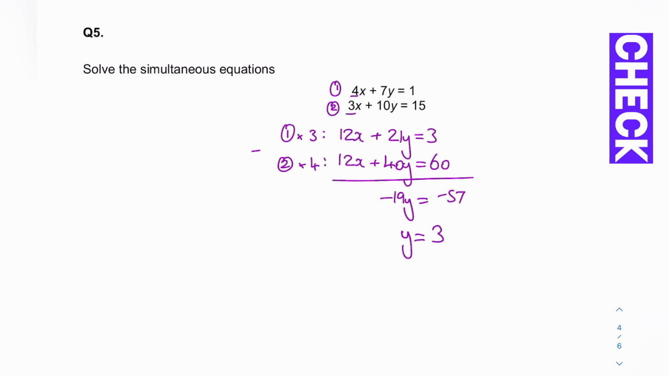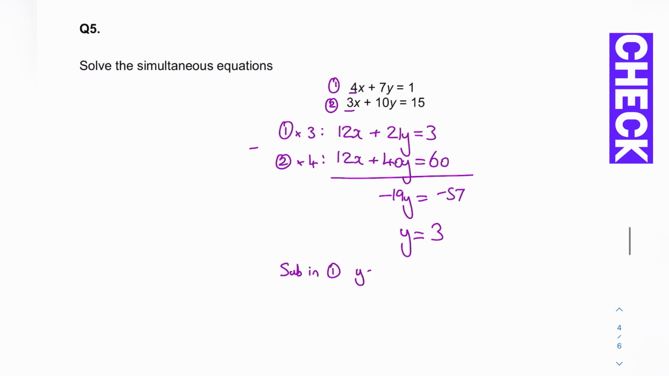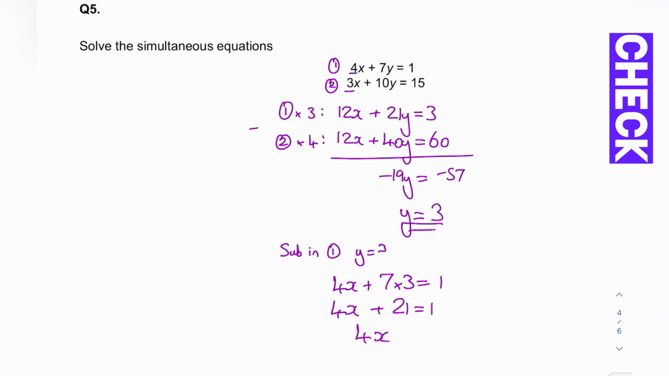Now we know y is 3, we can substitute this into either 1 or 2 to work out x. I'm going to use the first one. So we've got 4x plus 7 times 3 equals 1. So 4x plus 21 is 1. So if we subtract 21 from both sides, we're left with 4x is equal to negative 20, so x equals negative 5. We can now check this in our exam by using y is 3, x equals negative 5, and subbing that into equation 2, the one which we didn't use earlier.